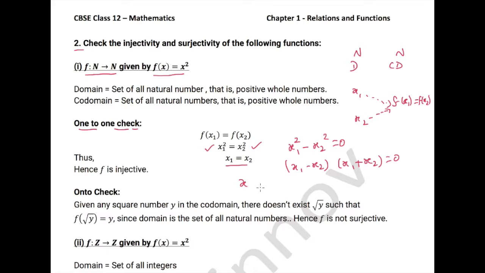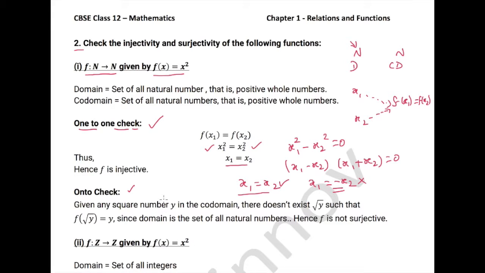So if we equate this to 0, we will get x1 equal to x2 or x1 equal to minus x2. The first result is possible and the second is not possible because there is no negative number in N. So it is one-to-one because we got x1 equal to x2. Now let us go for the onto check.